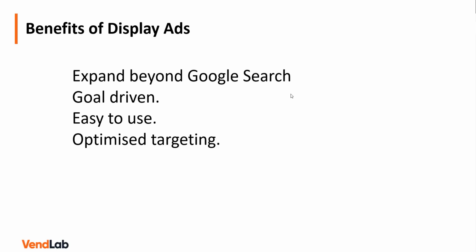They enable advertisers to expand beyond Google search. Display campaigns reach people on 35 million websites and apps worldwide, including YouTube and Gmail. They're goal-driven. They drive sales, leads and traffic and build brand awareness. They're easy to use. Display campaigns use machine learning for targeting, bidding and formats to reach new and existing audiences. Finally, optimized targeting. Display ads identify the best performing audience segments according to your advertising goals.